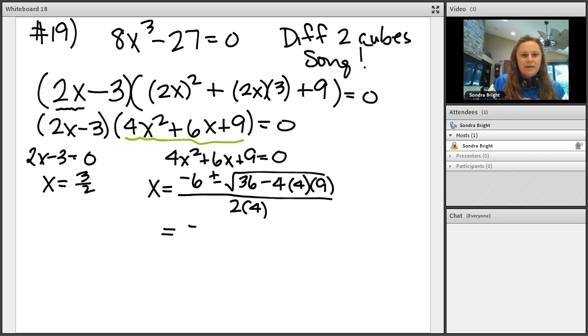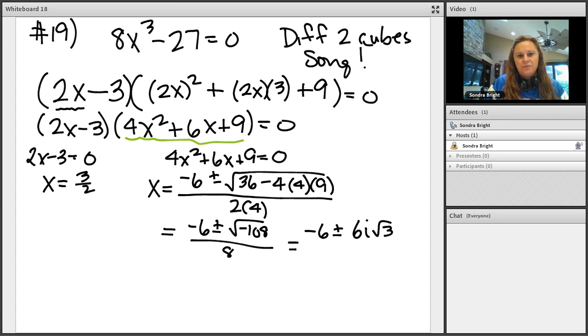And so that'll give you a negative 6 plus or minus, that is a negative square root of negative 108 all over 8. And rad 108 will become 6 rad 3. So this is a 6i rad 3 all over 8.